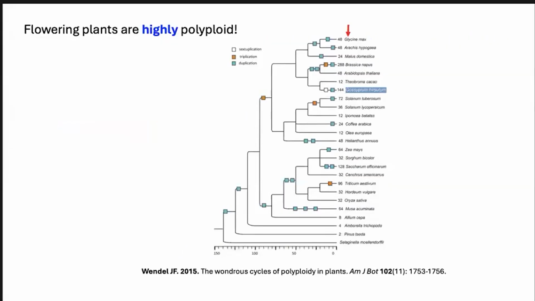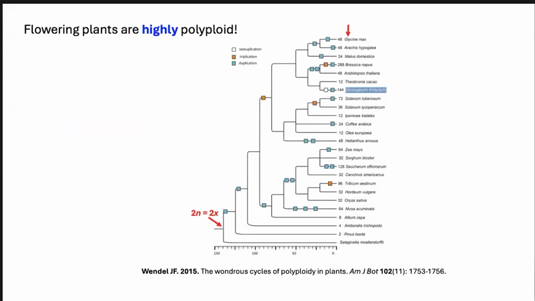Jonathan Wendel wrote a very nice little review in 2015 showing at that point from the genomes that had been sequenced how many whole genome duplications had been inferred from those genomes. So there's a lot of stuff going on here. All those little squares are duplications or even triplications.